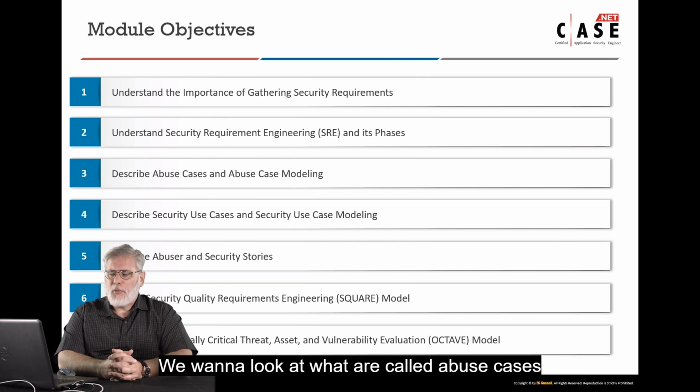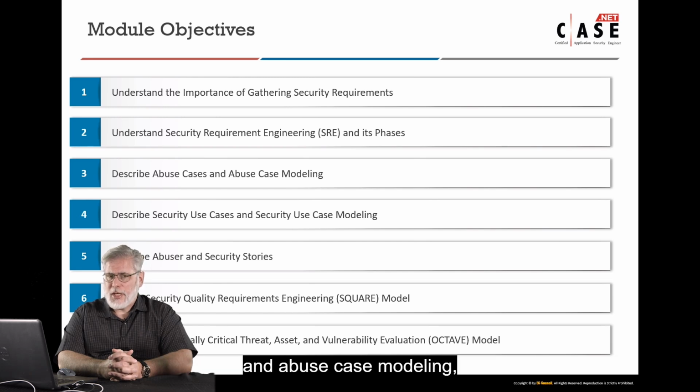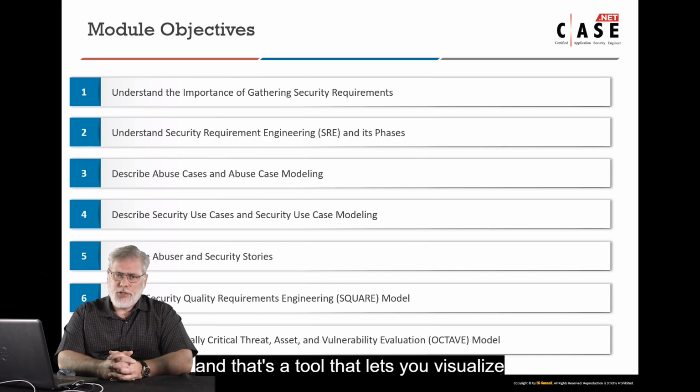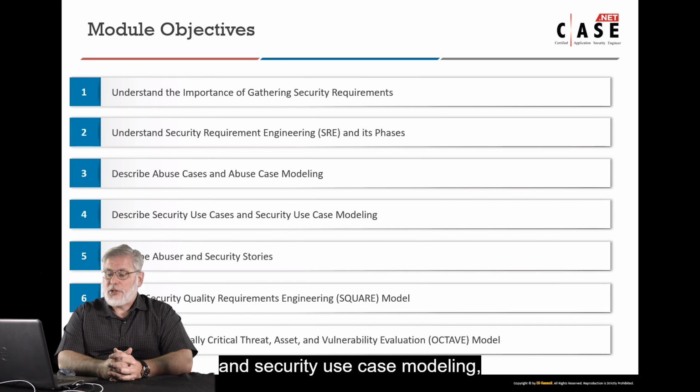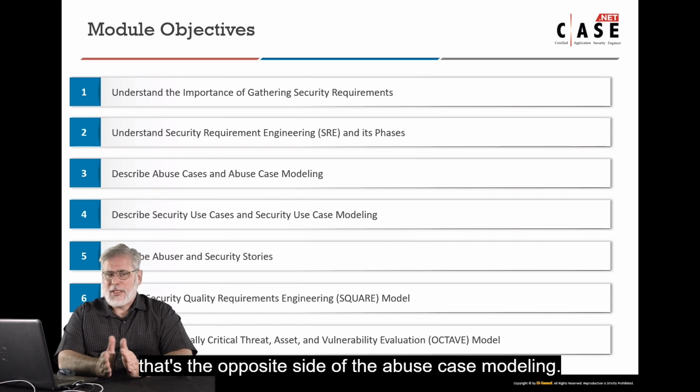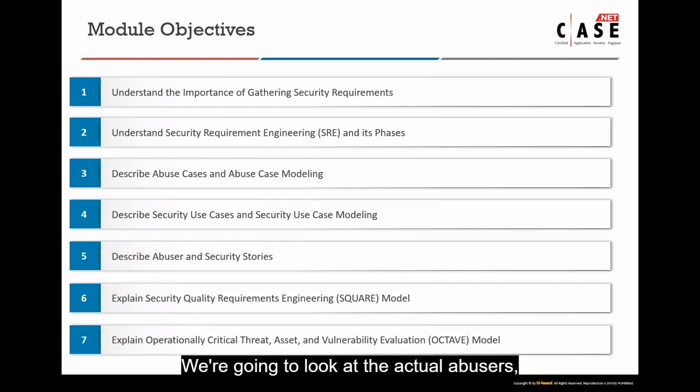We want to look at what are called abuse cases and abuse case modeling. That's a tool that lets you visualize the attack vectors and do threat modeling. We're going to describe security use cases and security use case modeling. That's the opposite side of the abuse case modeling. We're going to look at the actual abusers. By abusers, we mean the threat actors, those people who might abuse your system to compromise your security.